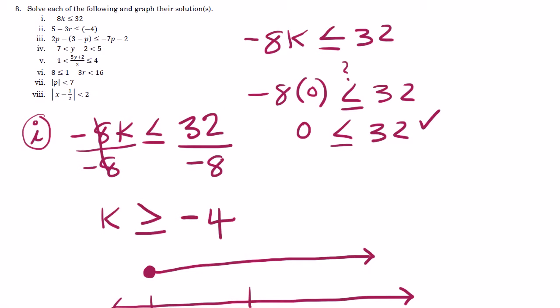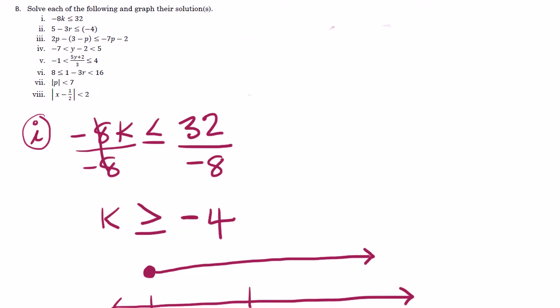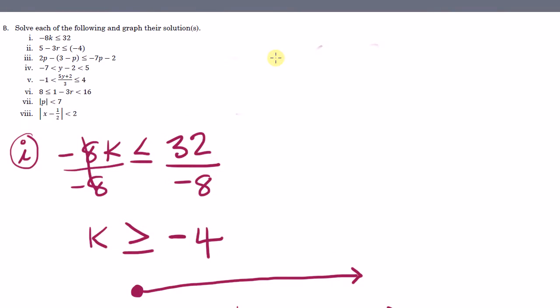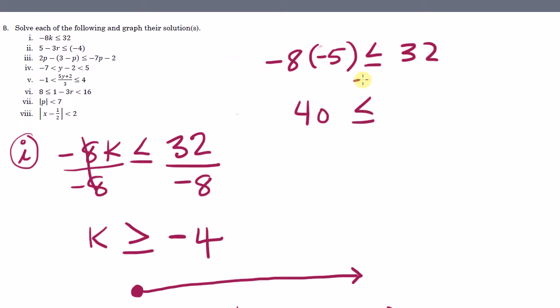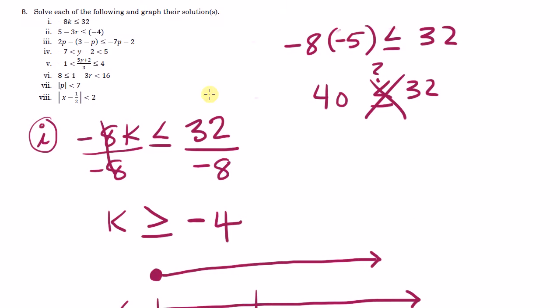If you wanted to go one step further, you could ask yourself this. Pick a number on the other side. So let's say negative 5. Negative 8 times negative 5, is that less than or equal to the number 32? Positive times negative gives me a positive. 8 times 5 is 40. So is 40 less than or equal to 32? No. That means it wouldn't be a solution. And as you can see, I didn't mark it over here. All right.